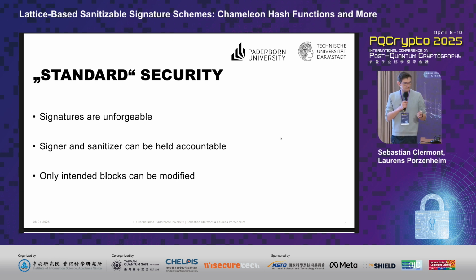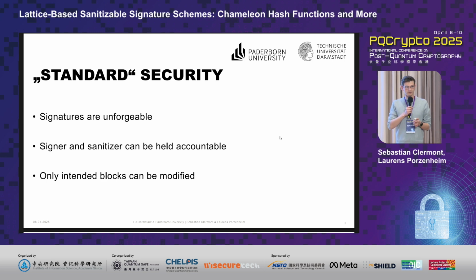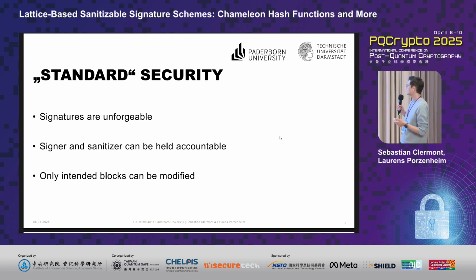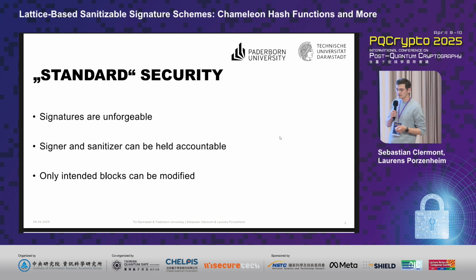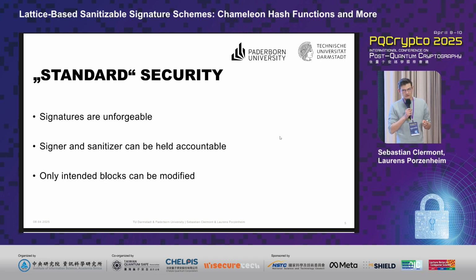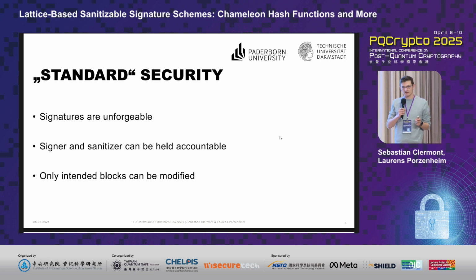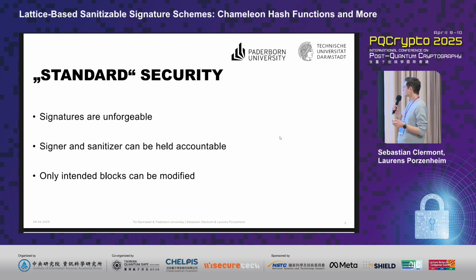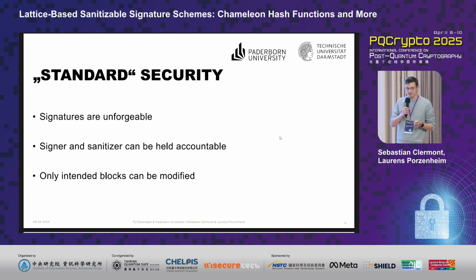There's some standard security that you would expect from these sanitizable signatures. The first one is kind of obvious. You still want the unforgeability that you get of regular signatures, but then it starts to get different. So you want accountability, but not from the signer and the sanitizer as a pair, but you want to have accountability of either the signer or the sanitizer, so they cannot blame each other for a signature later on. And you want the sanitizer to only be able to modify these blocks that the signer has specified in advance.